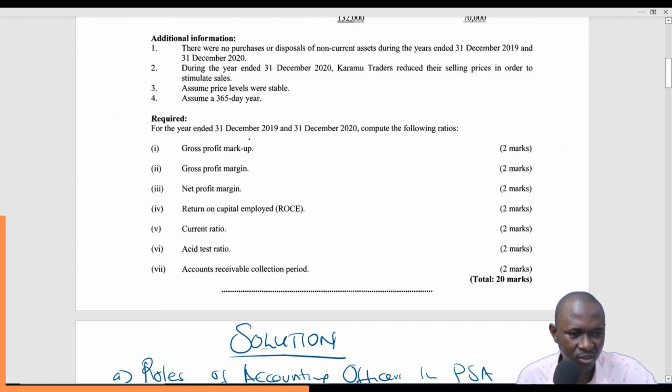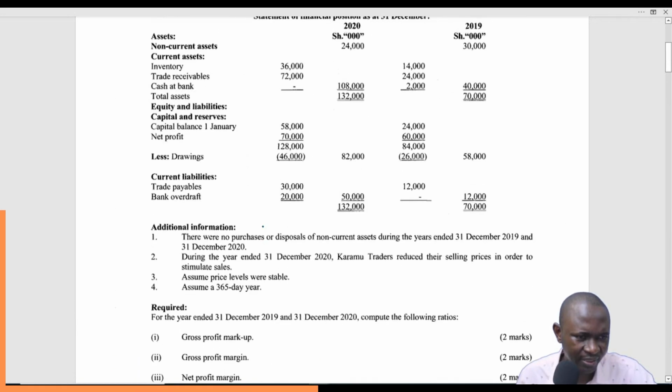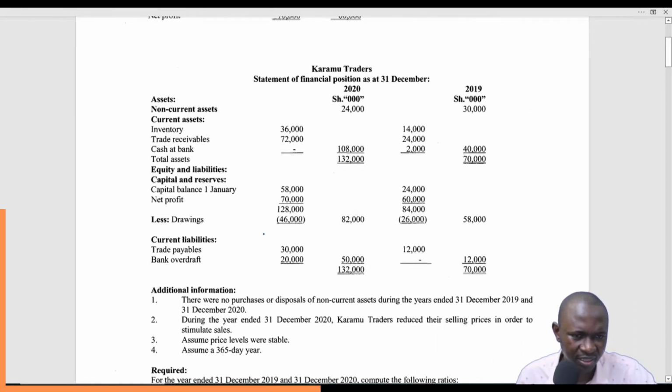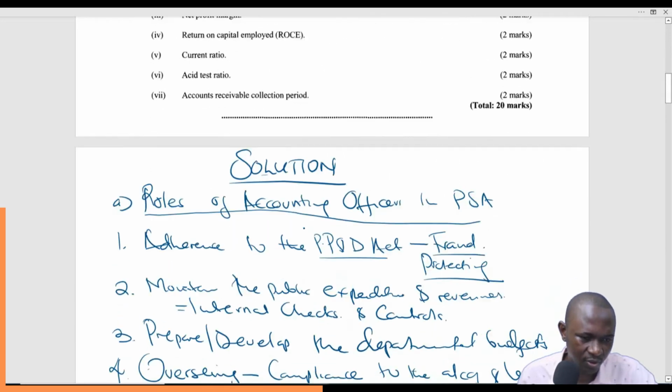what they are asking, the ratio for 2019, the ratio for 2020, and from the way they are awarding the marks, each of these will give us 1 mark. So you work gross profit markup for 2019, 1 mark, gross profit markup for 2020, 1 mark. So it's not that complex a question. It's a pretty straightforward question. So let's try it out, see how it goes.